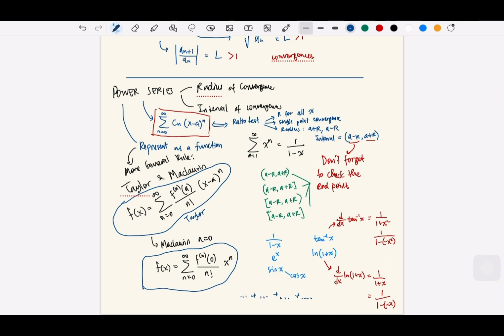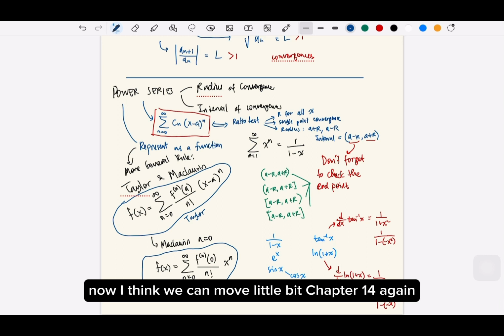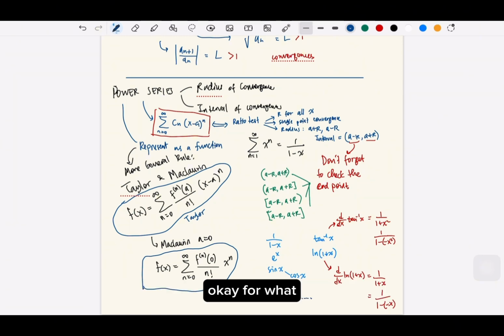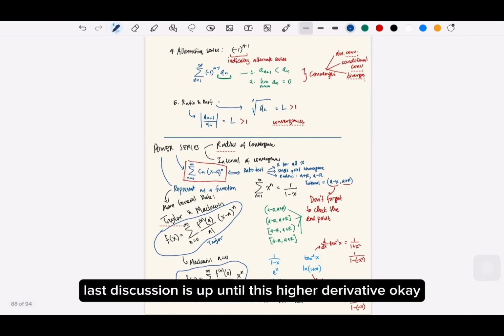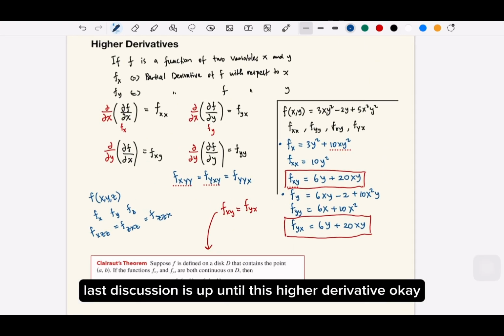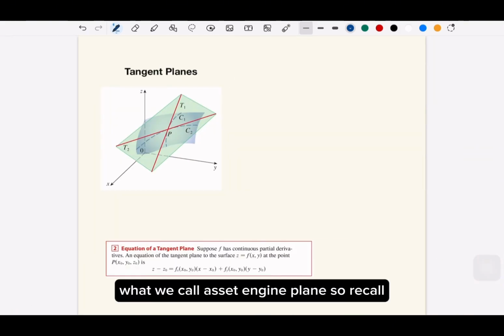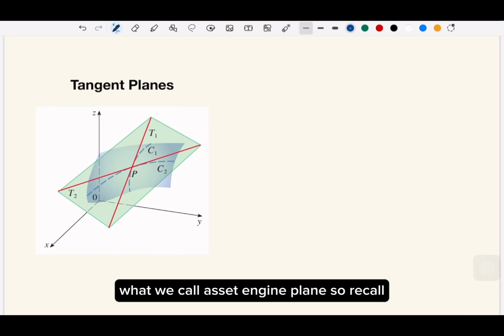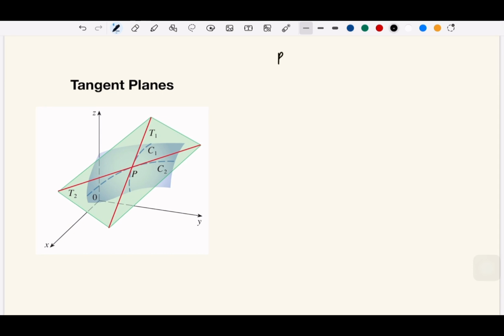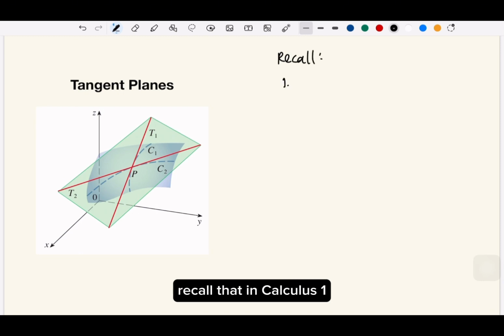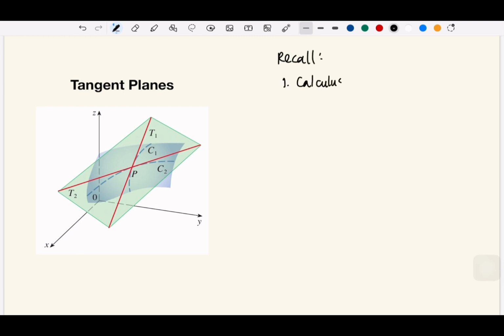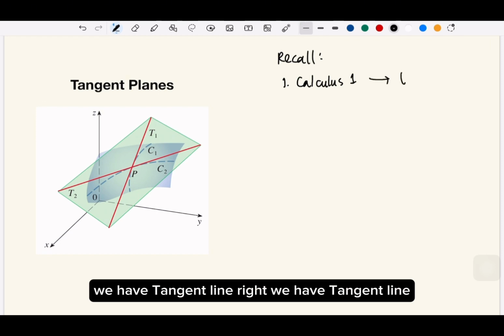Okay. Now I think we can move a little bit to chapter 14 again, for a while. So the last discussion was up until these higher derivatives. So we are going back to what we call the tangent plane. So recall that in calculus 1 we have tangent lines, right? We have a tangent line.